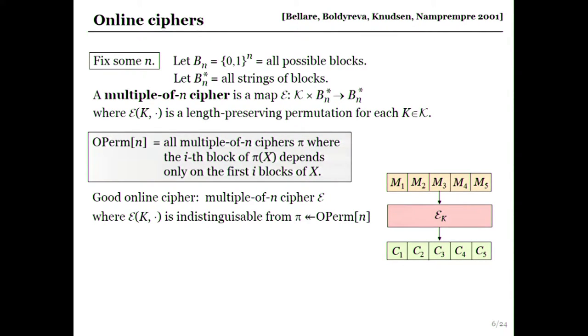Now we ask that the first ciphertext block depend only on the first plaintext block, the second ciphertext block depend only on the first two plaintext blocks, and so on. So the entire thing is a permutation for each key K, but it has this locality property that we're able to spit out the ith block of ciphertext having read only the first i blocks of plaintext. We can call OPerm_n the set of all permutations that satisfy the property I just said, and it'll play the role of the reference object in our notion of security. The notion of security will say that the random cipher in question, E sub K, should look like a random sample from OPerm_n.